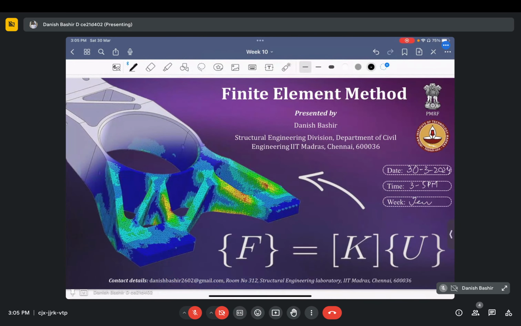Good afternoon, everyone. Welcome to week 10 of the live session on the course Finite Element Method. I'm your TA Danish Bashir from the Structural Engineering Division, Department of Civil Engineering, IIT Madras. In the last 9 weeks, we have almost completed the formulation of the bar element, then the beam element, then trusses and frame members, and solved a lot of numerical examples in these structural applications. So the last 9 weeks were all about the structural aspect of the finite element method.